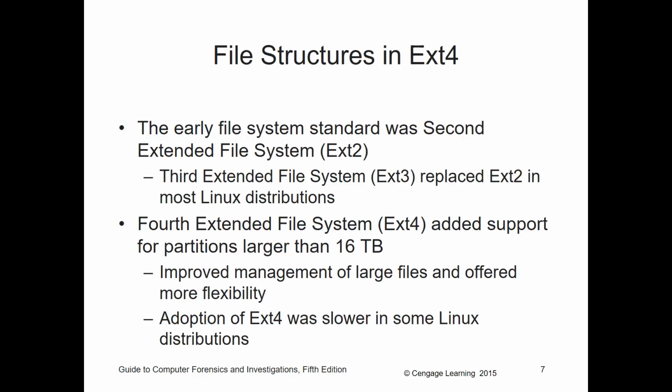The file structure comes, at least in this regard, we're going to be looking at three: the extended file system, version 2, 3, and 4. Version 2 is an earlier one. It was a second iteration of it. Then we got the third, which replaced the second. And the third is the most common in most Linux distros.